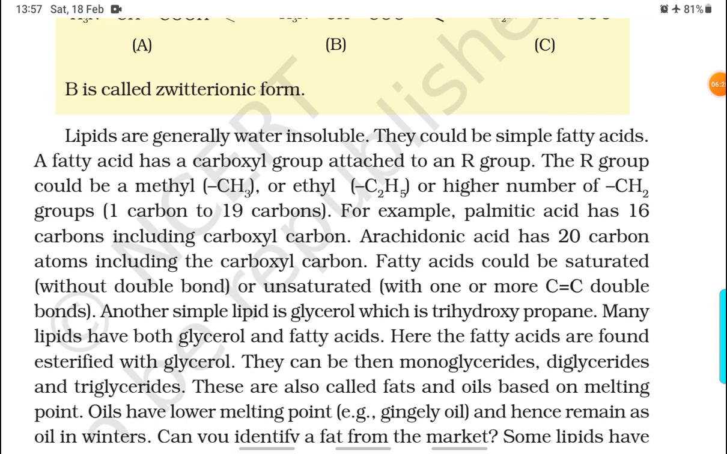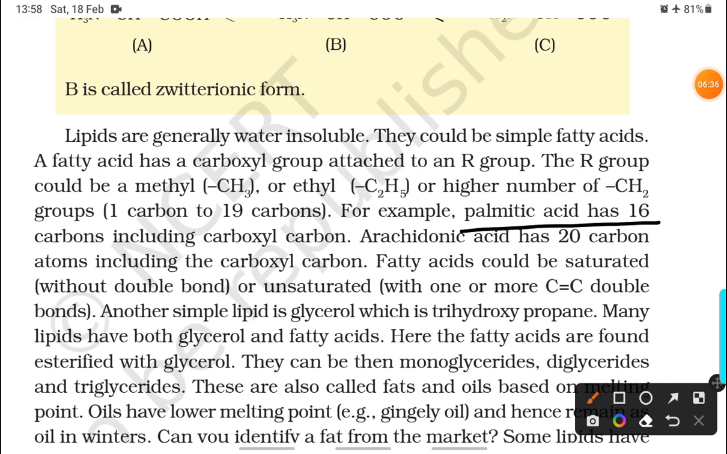The R group could be methyl, CH3, or ethyl, C2H5, or a higher number of CH2 groups, from 1 carbon to 19 carbons. For example, palmitic acid has 16 carbons including the carboxyl carbon. Arachidonic acid has 20 carbon atoms including the carboxyl carbon. Fatty acids could be saturated, without a double bond, or unsaturated, with one or more carbon-carbon double bonds.